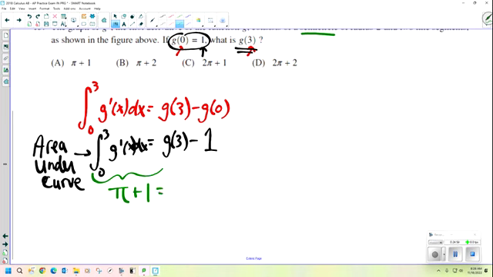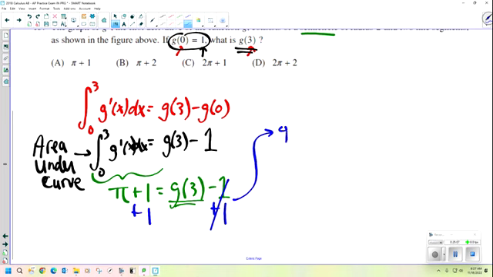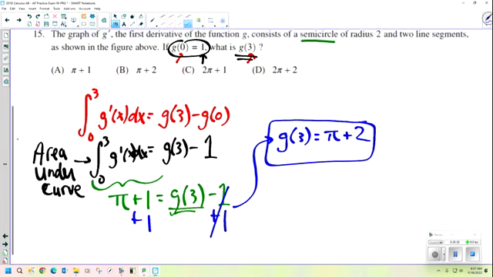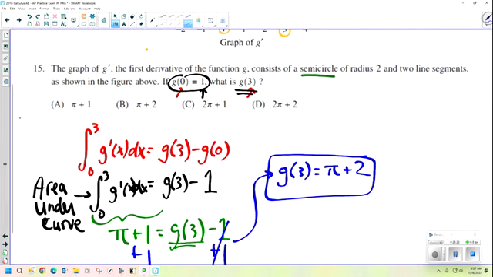This area under the curve is pi plus 1. That equals g of 3 minus 1. If I'm solving for g of 3, I just got to add 1 to both sides. So g of 3 is going to equal pi plus 2. That's it. That was very, very simple, once you get past the explanation. If you didn't know the explanation, now it becomes, the algebra is simple. Choice B.